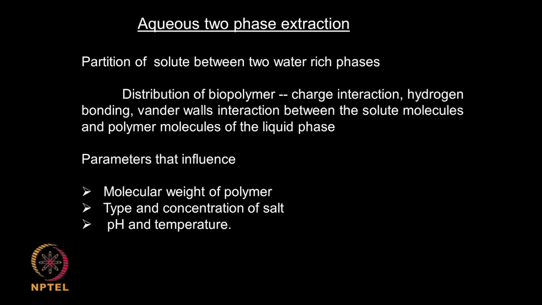So, we can have different types of biopolymers. Partition of solute between two water rich phases, distribution of biopolymer. It could be charge interaction, hydrogen bond, van der Waals between the solute molecules and polymer molecules. So, what determines the separation? Molecular weight of polymers, type and concentration of salt, pH and temperature. Okay. So, I can have different types of polymers like PEG or dextran or glucan in one phase, and another phase where the solute is present contains salt. So, the solute partitions into the polymer phase. Okay. That is what happens in the aqueous two phase extraction.